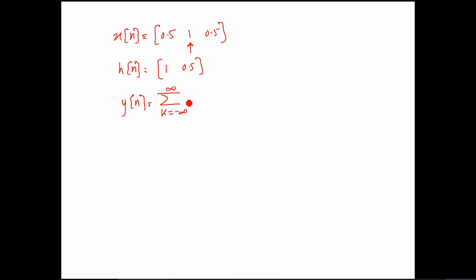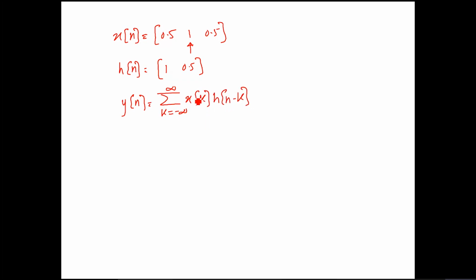A more common example that you will be seeing will be something like this. Let's say x of n is 0.5, 1 and 0.5 with an arrowhead right here, and h of n is given to you as 1 and 0.5, nothing else given. If you have to find y of n, then again this is a summation, k equal to minus infinity to infinity, x of k, h of n minus k.